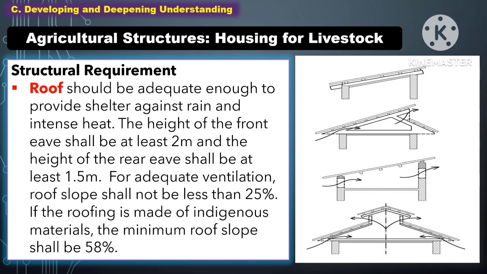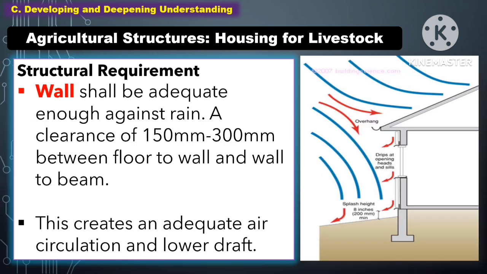The roof should be adequate enough to provide shelter against the rain and intense heat. The height of the front eave shall be at least 2 meters and the height of the rear eave shall be at least 1.5 meters. For adequate ventilation, roof slope shall not be less than 25%. If the roofing is made up of indigenous materials, the minimum roof slope shall be 58%.